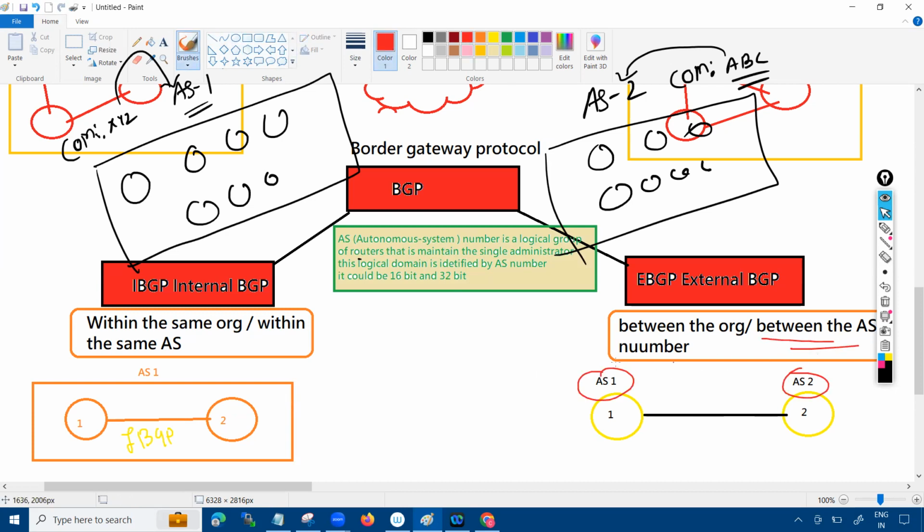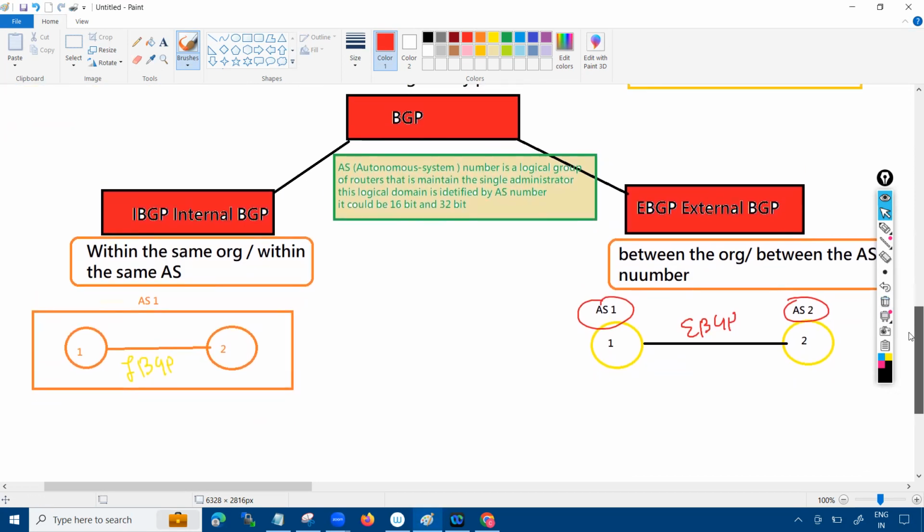So between the AS numbers, we are going to run eBGP. The flavor we run over there is called eBGP because we have two different autonomous systems. That's the basic difference between eBGP and iBGP.